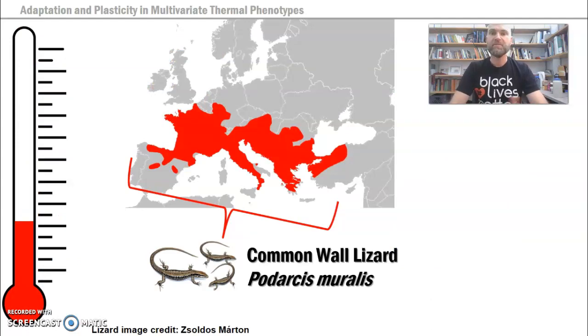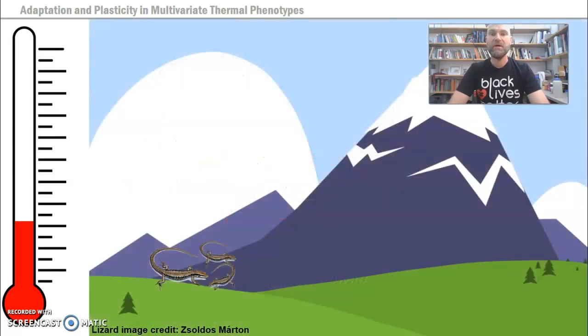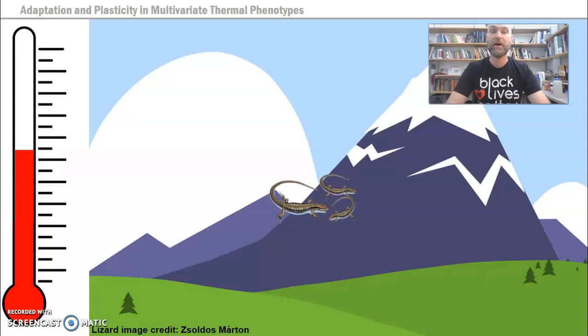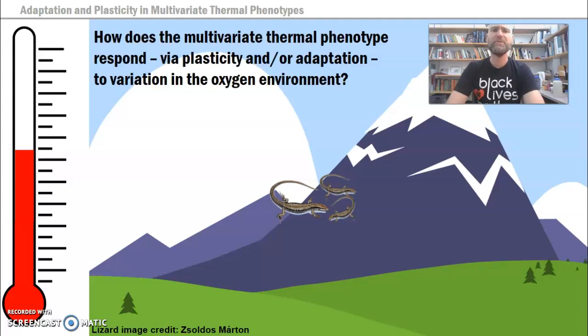It was within this background that we designed an experiment with the common wall lizard, Podarcis moralis. This is a widespread species found across much of southern Europe, generally at low elevations. However, in recent years, as temperatures have warmed, this species has been observed moving up in elevation to track these preferred thermal environments. As these organisms and many others move up in elevation, however, they face additional constraints, specifically the reduced oxygen availability at high elevations. So, we designed an experiment to address the question, how does this multivariate thermal phenotype respond via plasticity or adaptation to variation in the oxygen environment?